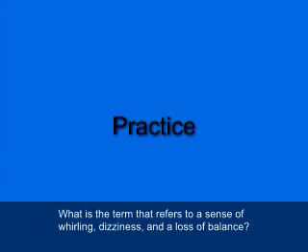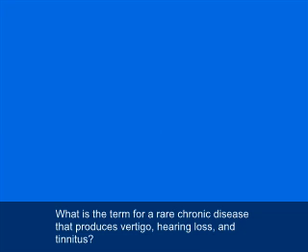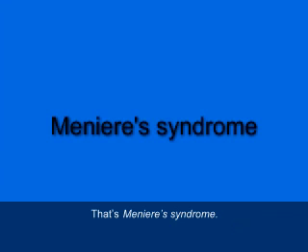What is the term that refers to a sense of whirling, dizziness, and loss of balance? That's vertigo, V-E-R-T-I-G-O. And what is the term for a rare chronic disease that produces vertigo, hearing loss, and tinnitus? That's Meniere's syndrome.